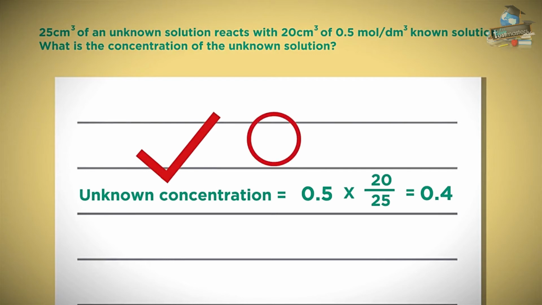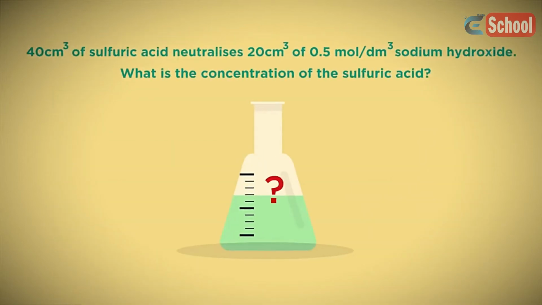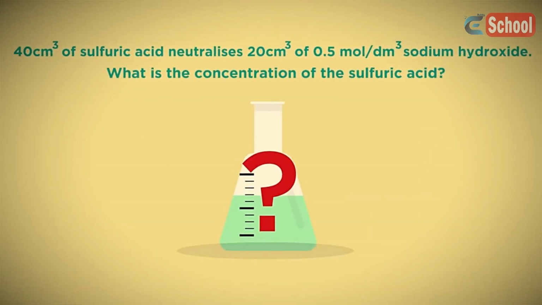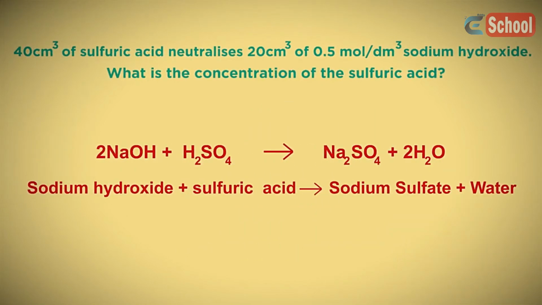But you may not pick up all the marks in a test or an exam using this formula because it doesn't show your understanding. Sometimes you need to work out the proportions involved in the reaction by looking at the equation for the reaction. So if we had this question, the balanced equation would look like this. So 2 moles of sodium hydroxide reacts with 1 mole of sulfuric acid. We are now ready to do the calculations.